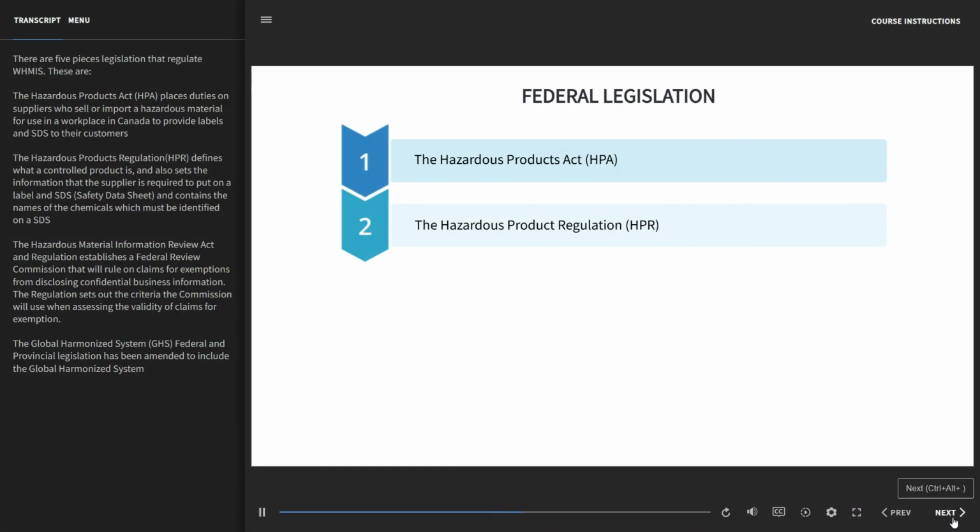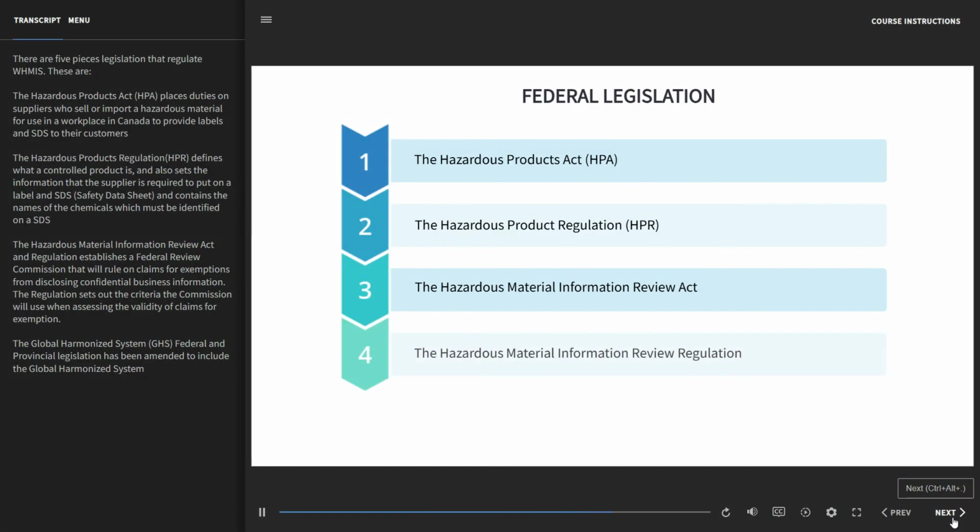The Hazardous Material Information Review Act and Regulation establishes a federal review commission that will rule on claims for exemptions from disclosing confidential business information. The regulation sets out the criteria the commission will use when assessing the validity of claims for exemption. The Global Harmonized System. Federal and provincial legislation has been amended to include the Global Harmonized System.